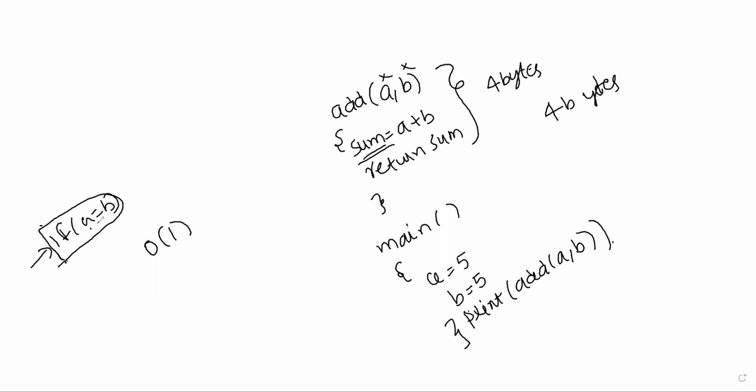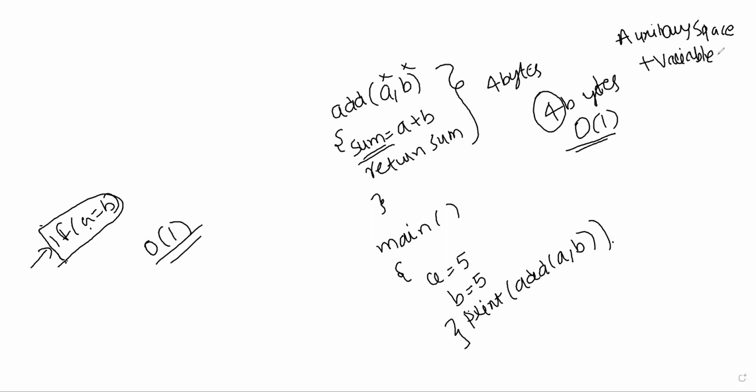Of 1, that is constant. So in the same way, if it is a constant byte, we call it O of 1 space complexity. It's constant. Usually we calculate the space complexity in terms of auxiliary space. I'll tell you what is auxiliary space: auxiliary space plus fixed variables, that is fixed variables plus dynamic variables.